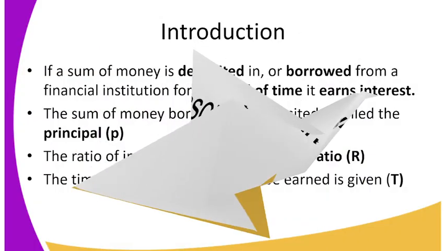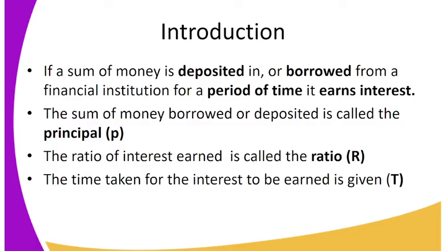So in our introduction, if a sum of money is deposited or borrowed from a financial institution for a period of time, it earns interest. The sum of money borrowed is called the principal, and it's denoted by letter P. The rate of interest earned is called the rate and is given by letter R. And the time taken for the interest to be earned is given by T.